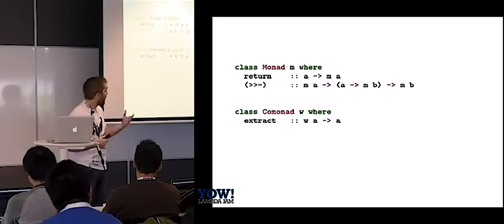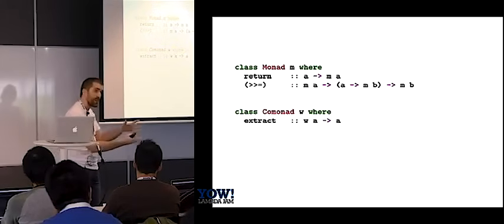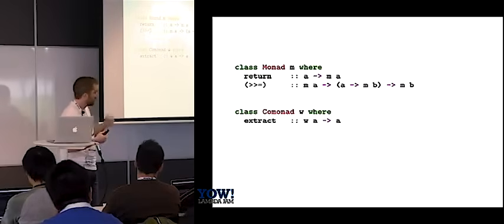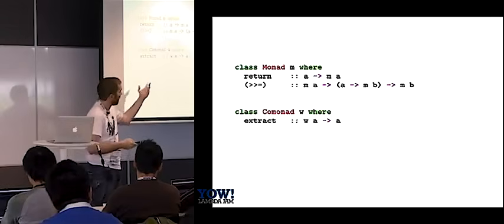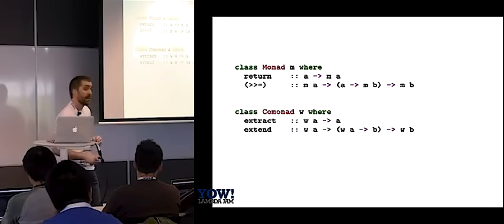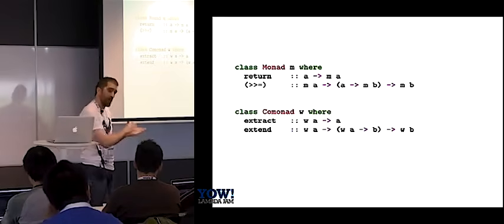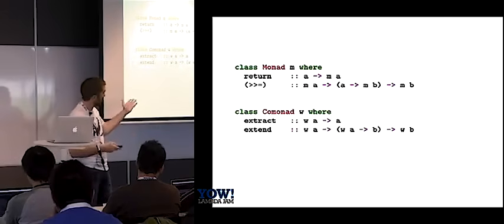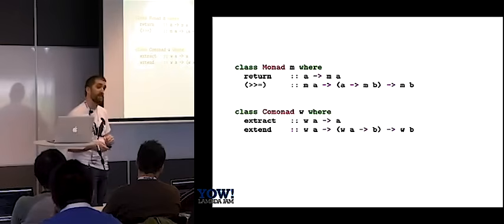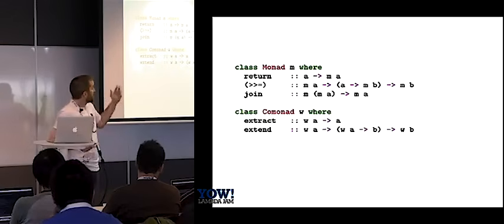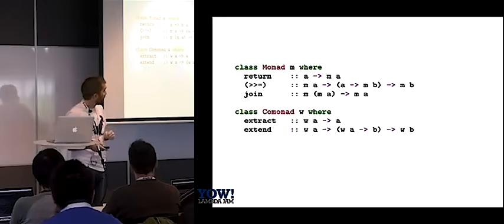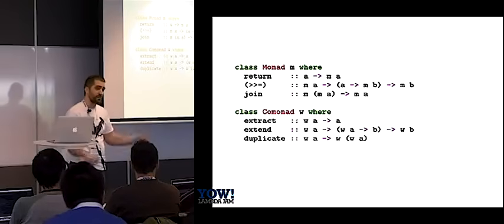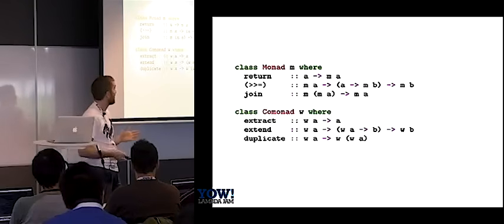Bind, you can think of as we're building up our context in stages. We're partway there with M of A. We have our ability to take our pure value and build up to an M of B, and we bolt them together. Extend is co-bind. We're on our way to a summary. We have a W of A. We know how to step it down to a B, and so we step our whole context down to a W of B. Monads have join, which peel off a layer. Comonads have duplicate, which add a layer. All very abstract, not super useful for you at the moment.